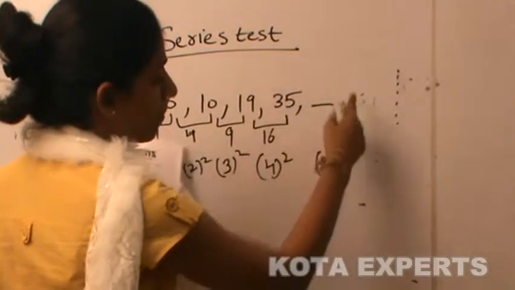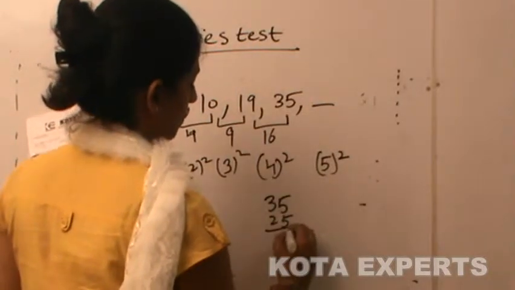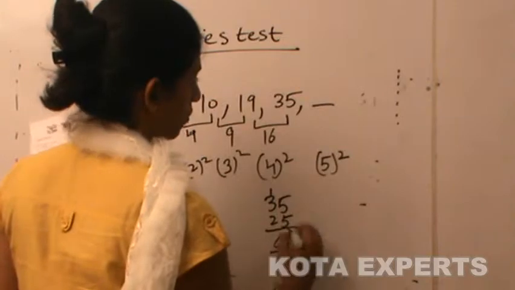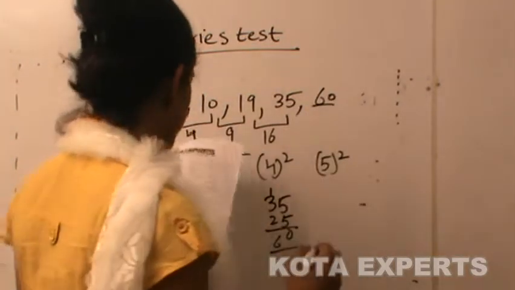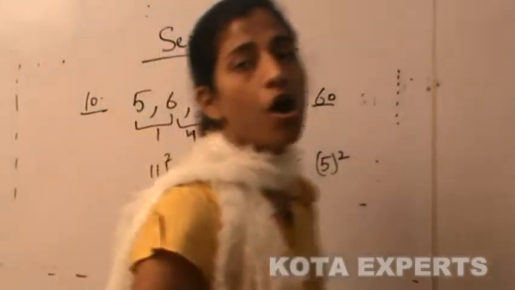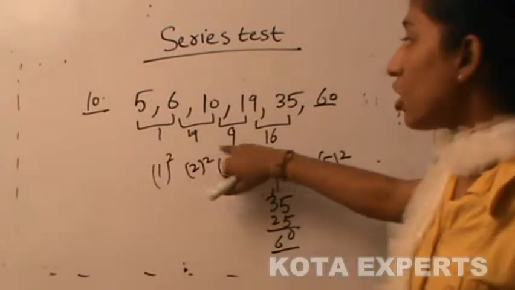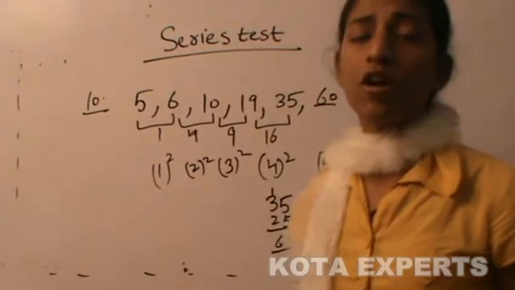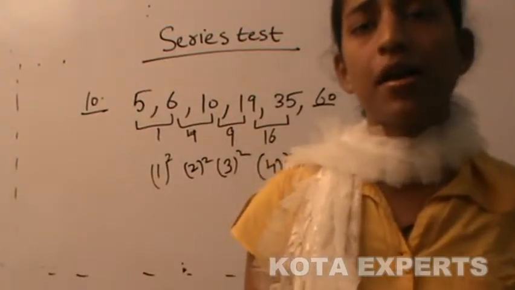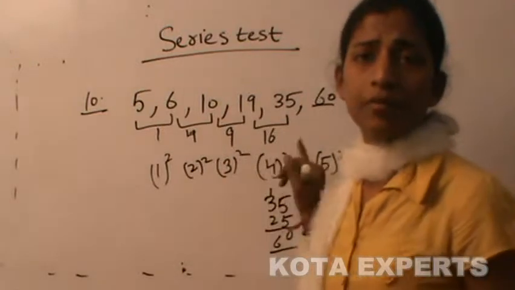What is 35 plus 25? That is 60. So option number C is correct. This will follow the pattern of squares of the number. The differences follow the pattern of the squares of the number. You have to find that pattern, then only you will find that number.